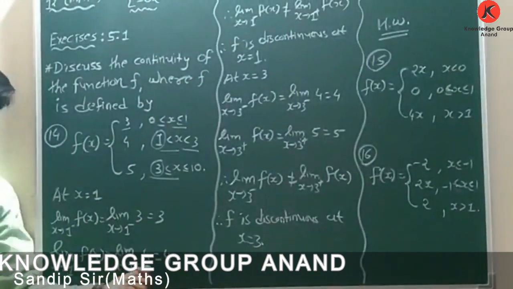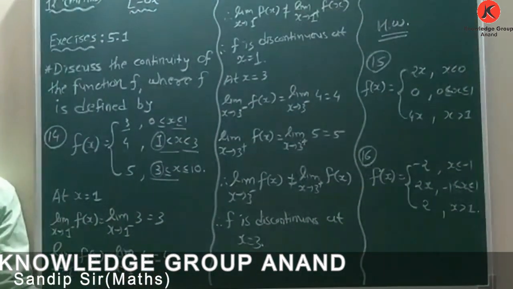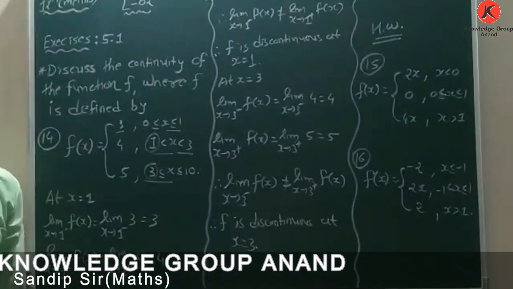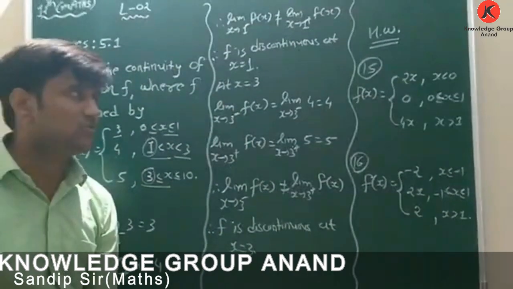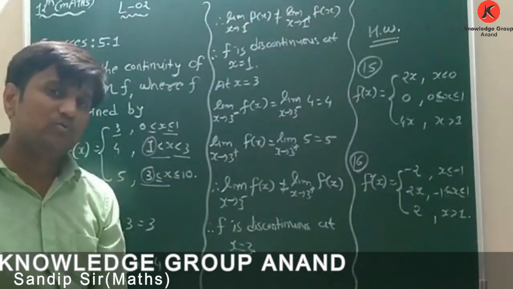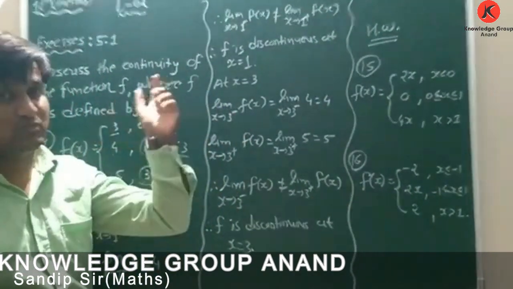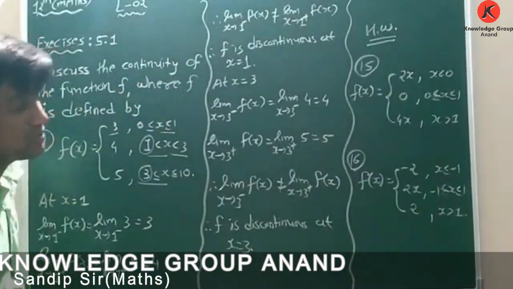Okay, that means the answer is equal to 4. 3 is not equal to 4, that means the left hand side limit is not equal to the right hand side limit, so that f is discontinuous at x is equal to 1. So that x is discontinuous, that means not continuous at x is equal to 1.